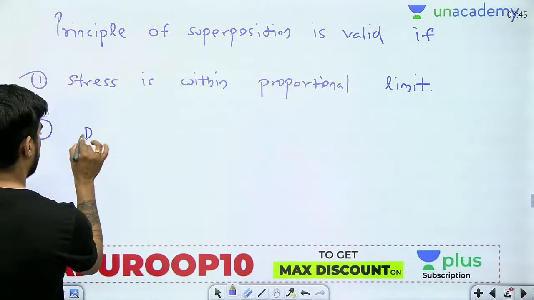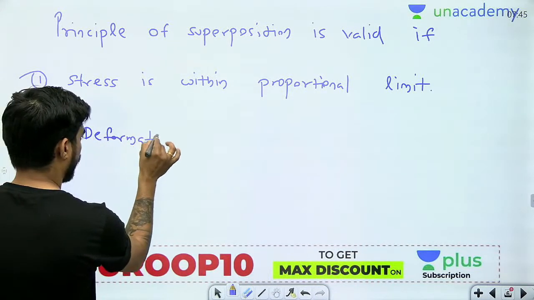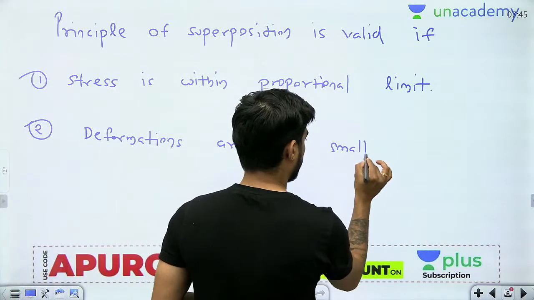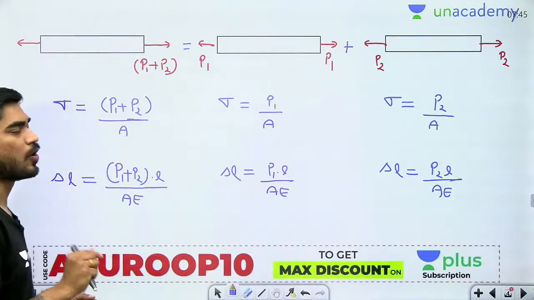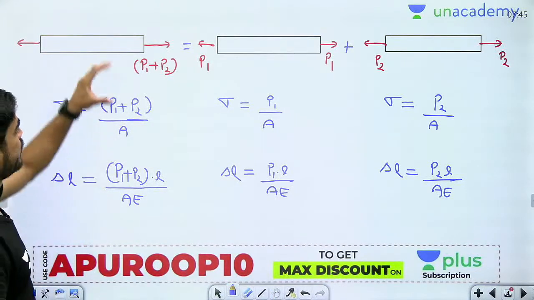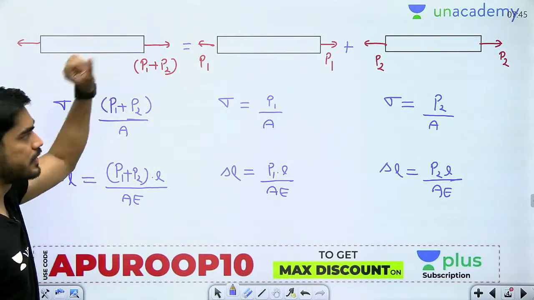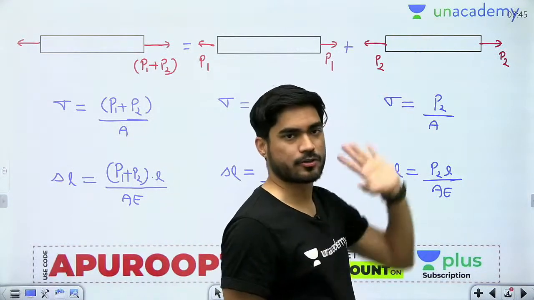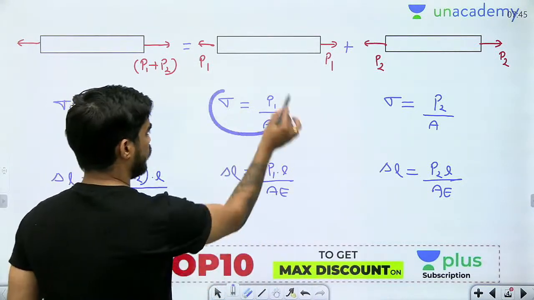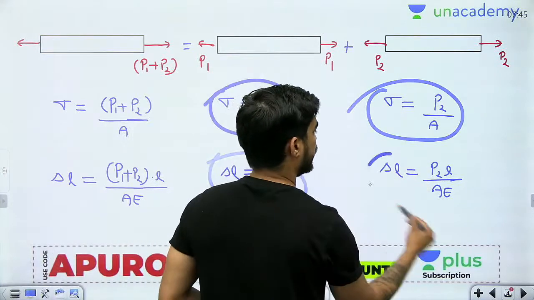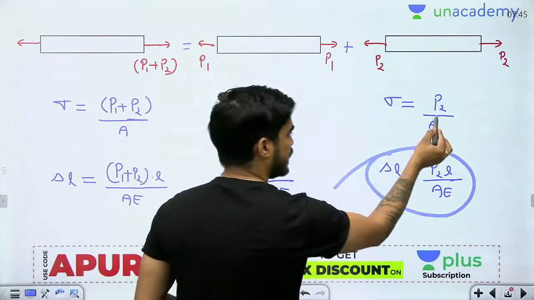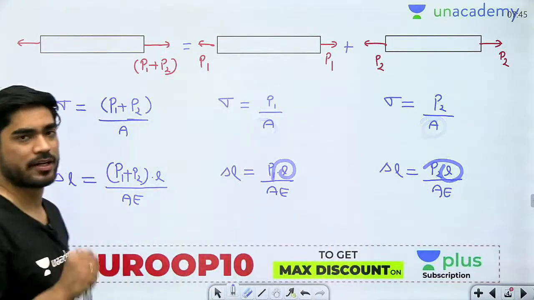The second point is deformations are very small. अब डिफॉर्मेशन का बहुत स्मॉल होना जरूरी है. अंडरस्टैंड व्हाई. I am saying that the deformation due to P1 plus P2 is equal to deformation due to P1 plus deformation due to P2, right? And in this case, when you are applying this equation and this equation, you are assuming that the length and area is same in both cases. But is this going to happen?